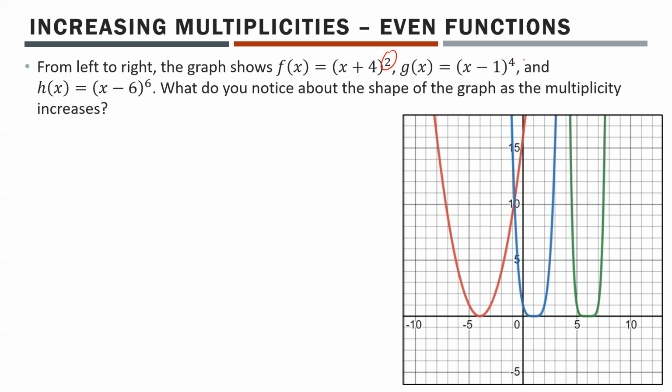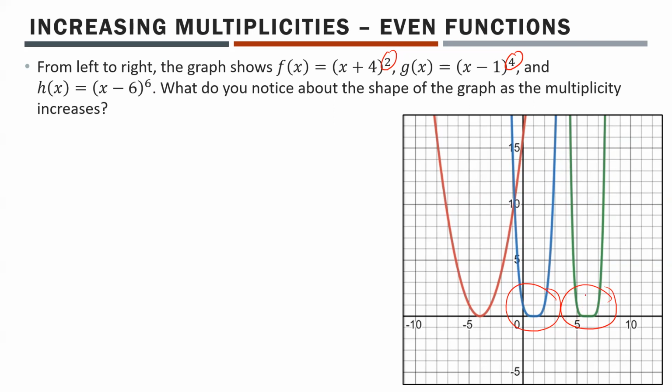When we increase the multiplicity, though, from 2 to 4, that's what this blue one is. Look at the shape of it down here. It kind of looks like a quadratic that someone sat on. And that's actually pretty much about as good of an explanation as I can give. The higher multiplicity you have for even functions, basically the more squished it looks. And that comes even more true for this (x minus 6) to the power of 6. That is a multiplicity of 6. And look how squished it looks.